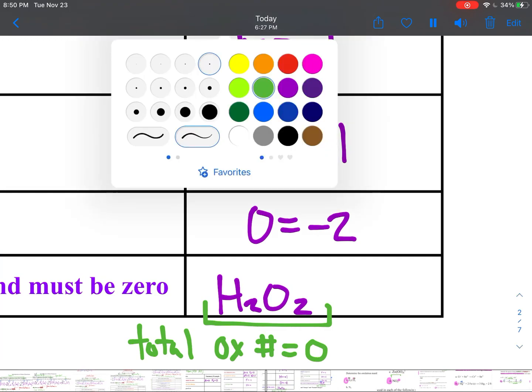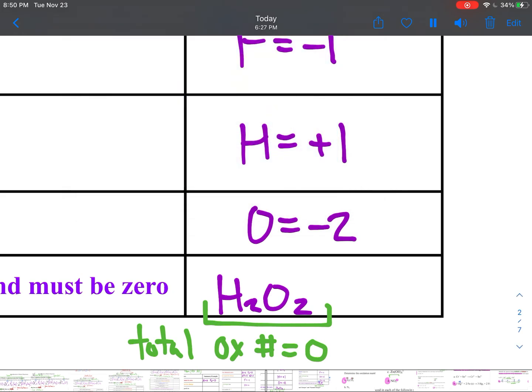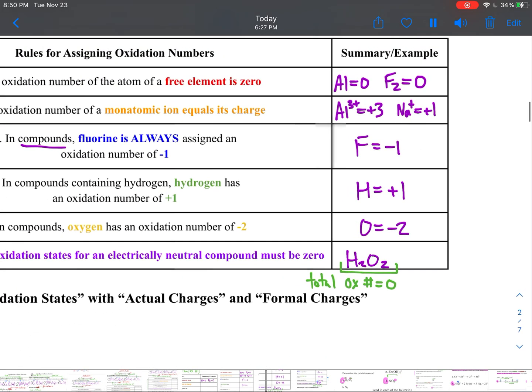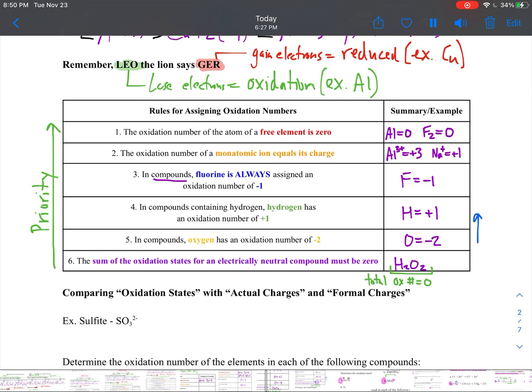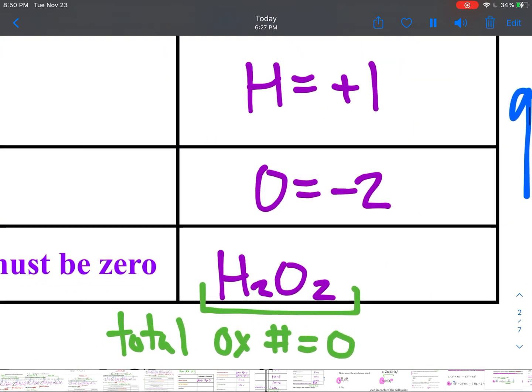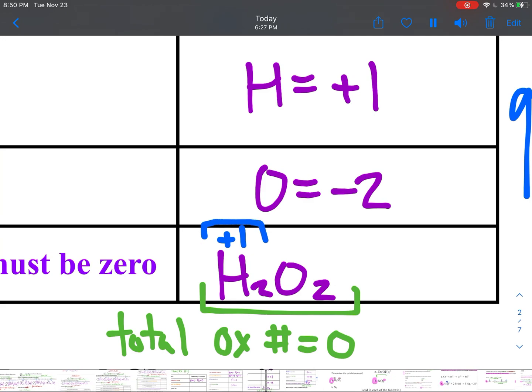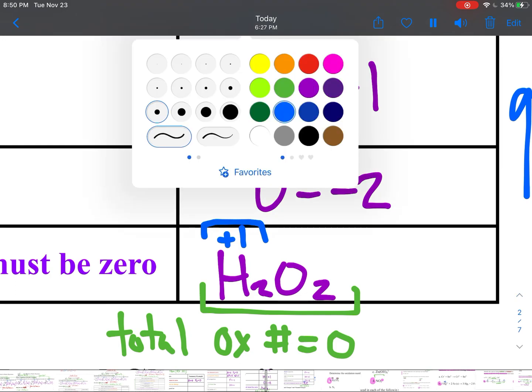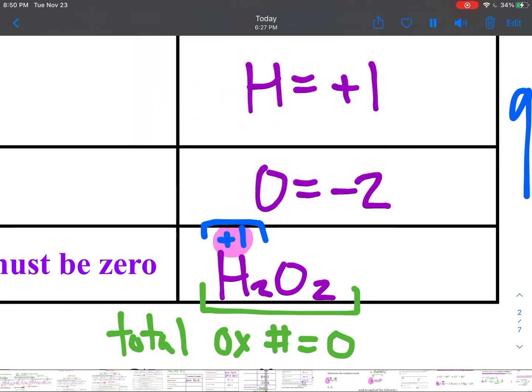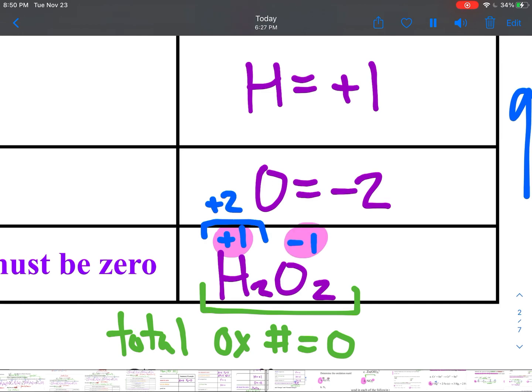So are we going to do oxygen first or hydrogen first? We're going to do hydrogen because it is higher on the list. So hydrogen comes first and it's +1. Well, if hydrogen's +1, what must oxygen be in this compound? Hopefully you recognize that we have 2 hydrogens. Their oxidation state is +1, and so therefore this is +2 total, and therefore the oxygen must have a -1 oxidation state in this compound.